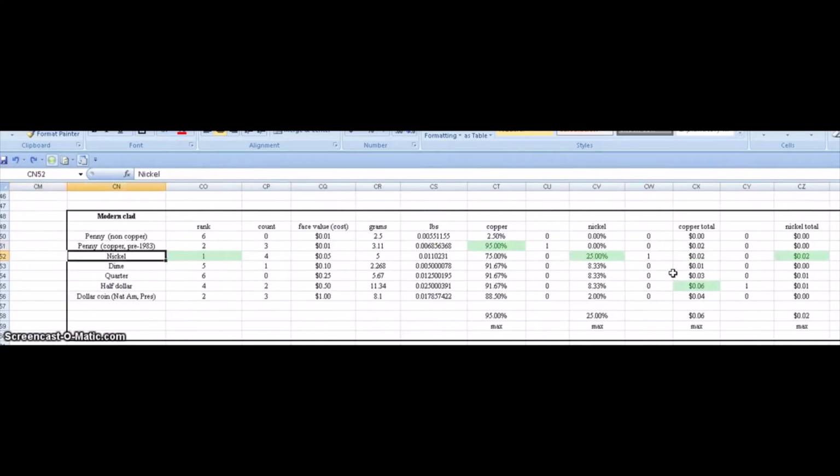So I think that most likely matches your intuition that nickels would be the best buy for Clad, followed by copper pennies.